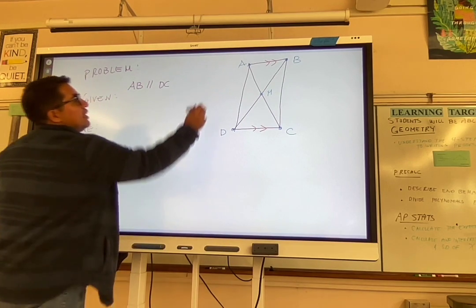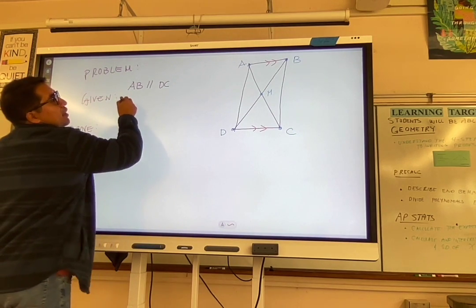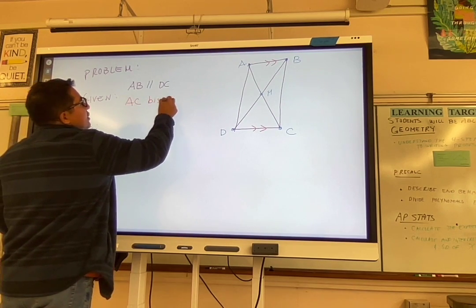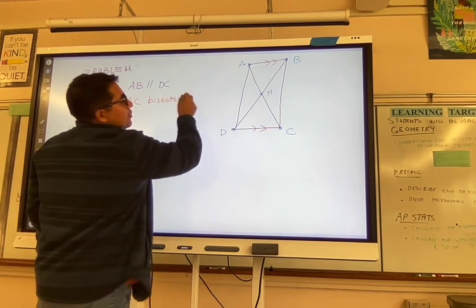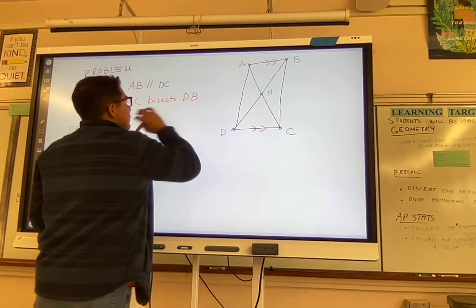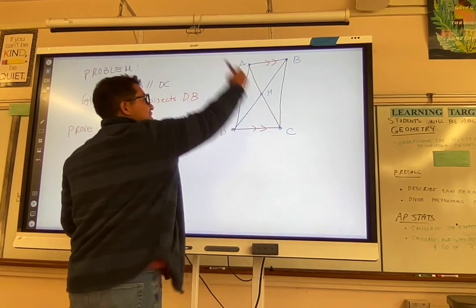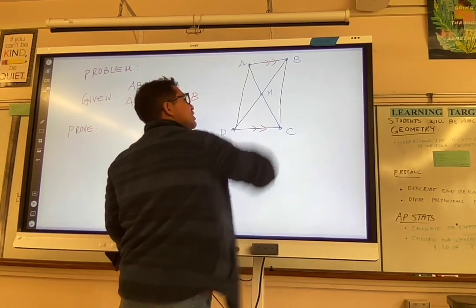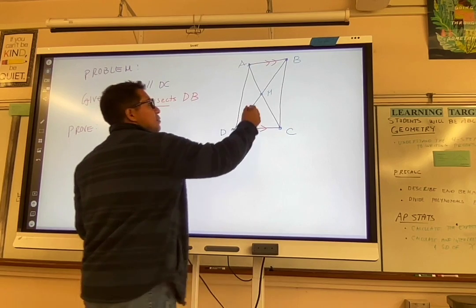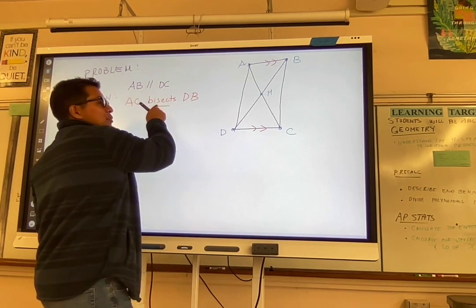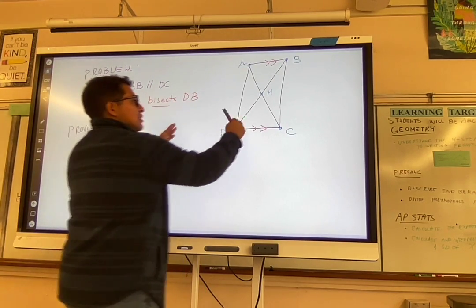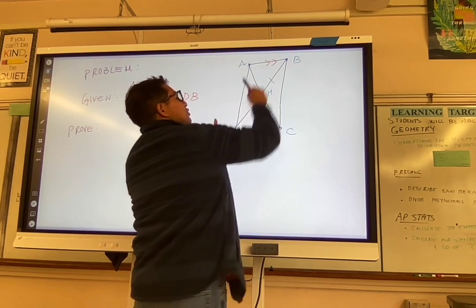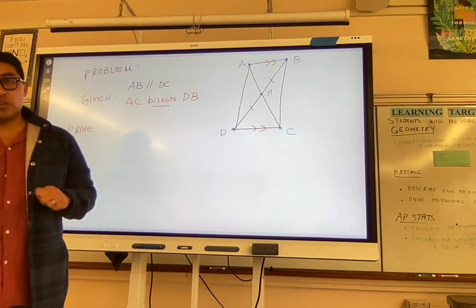The other given piece of information is that segment AC bisects segment DB. Okay, so this line here, AC, it bisects segment DB. That means it cuts it into two equal pieces. So the way I would mark that up is, again, DB is the thing that's being bisected. Bisect means cuts into two pieces. So I would mark this up maybe like this, okay? That's why the original DB is cut up into two equal pieces. That way there's two congruence markings, okay?